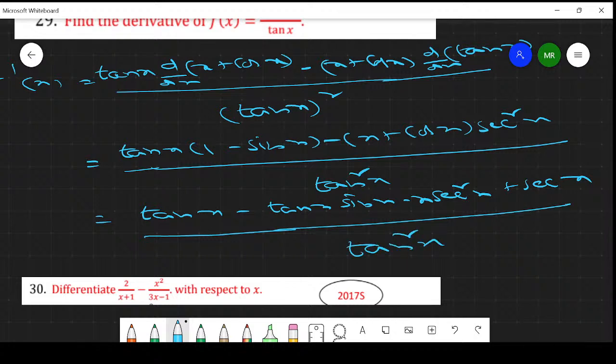So we are not able to simplify further here. That's the reason, if you want, you can stop here like this. Even you can stop in this step only. This step will be enough.